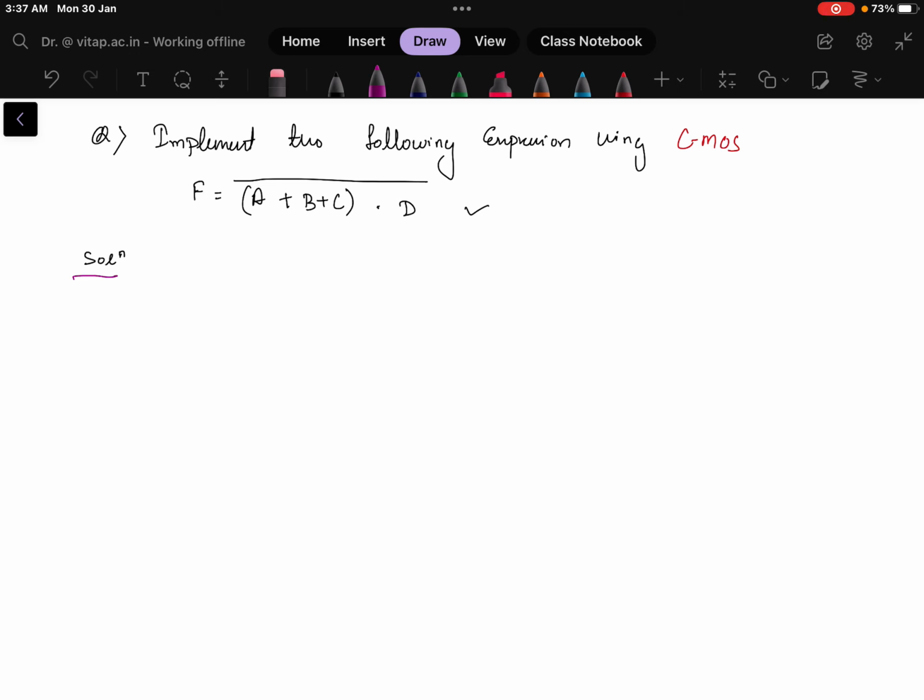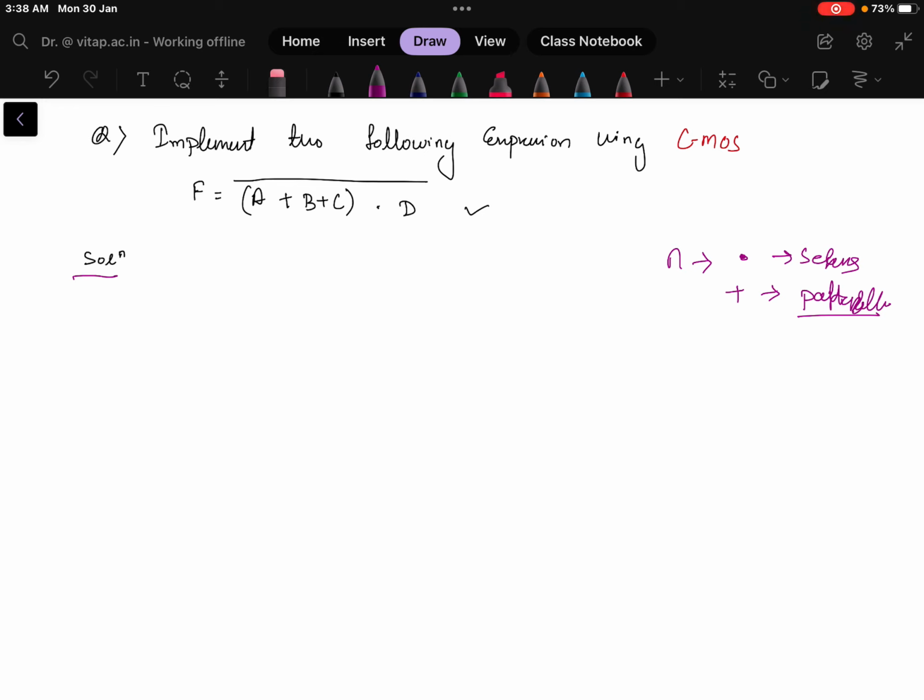First, implement this using NMOS, and for NMOS you need to remember that multiplication means series, and plus means parallel. You just need to remember this. Write it in a corner so it will be easy for you. Okay, first for NMOS we will be doing it.